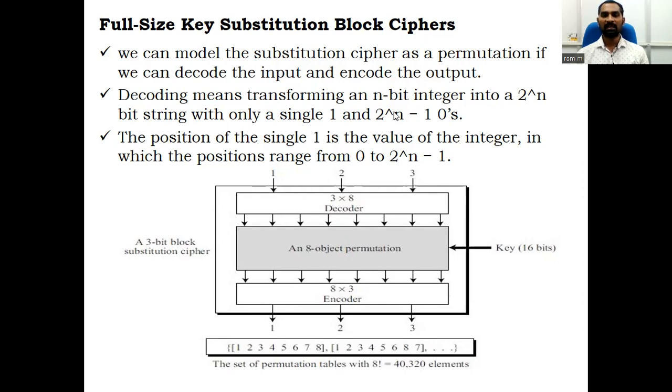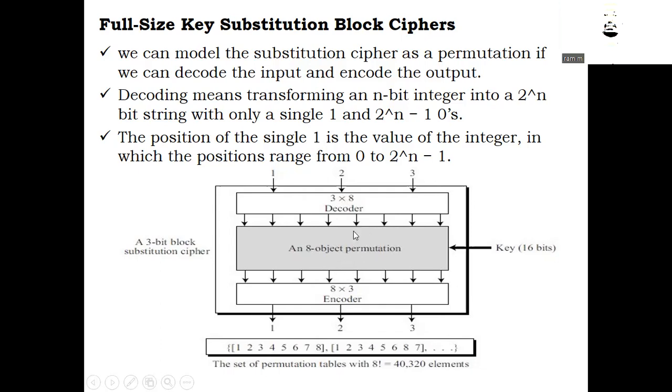So decoding means transforming an n bit integer into a 2 power n bit string with only a single 1 and 2 power n minus 1 zeros. I'll tell you an example. The position of the single 1 is the value of the integer, where the position ranges from 0 to 2 power n minus 1. Here we are taking n as 3. According to the decoder encoder concept, we'll have 3 into 8, that is n into 2 power n, so we'll get 8 object permutations.